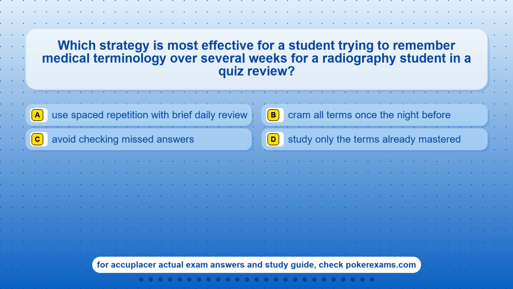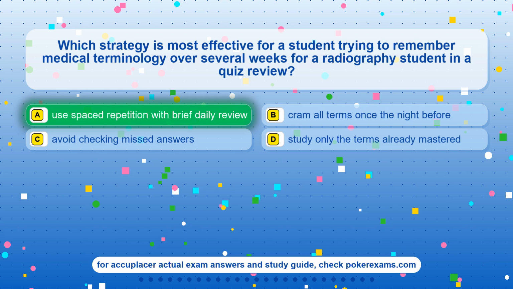Question 16. Which strategy is most effective for a student trying to remember medical terminology over several weeks for a radiography student in a quiz review? Option A. Use spaced repetition with brief daily review. Option B. Cram all terms once the night before. Option C. Avoid checking missed answers. Option D. Study only the terms already mastered.